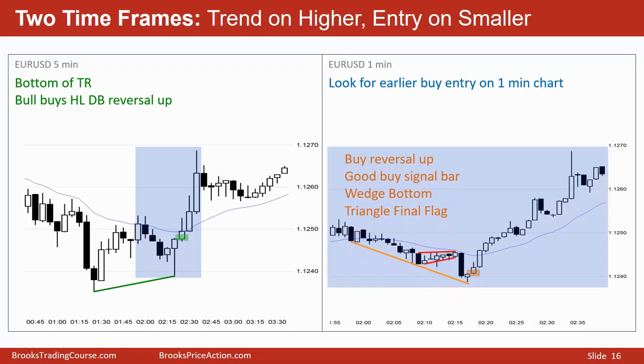On the 1-minute chart, you see 3 pushes down, 1, 2, 3. You do not see that on the 5-minute chart. You also see a triangle, possible final flag late in a bull trend. And then you have a decent buy signal bar at the bottom of the channel after a potential final flag. Since you're looking to buy on the 5-minute chart anyway, you can look at the 1-minute chart and get an earlier entry.